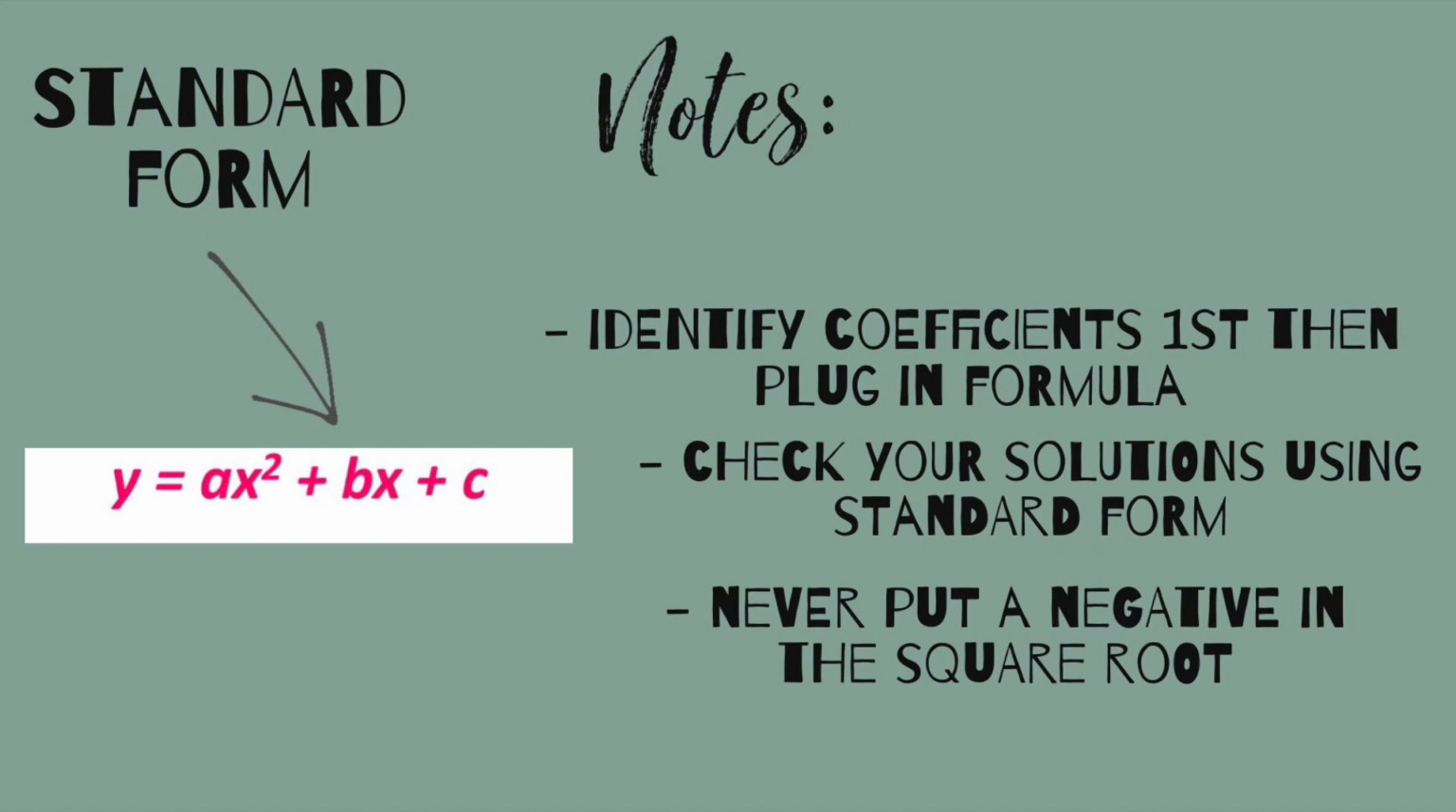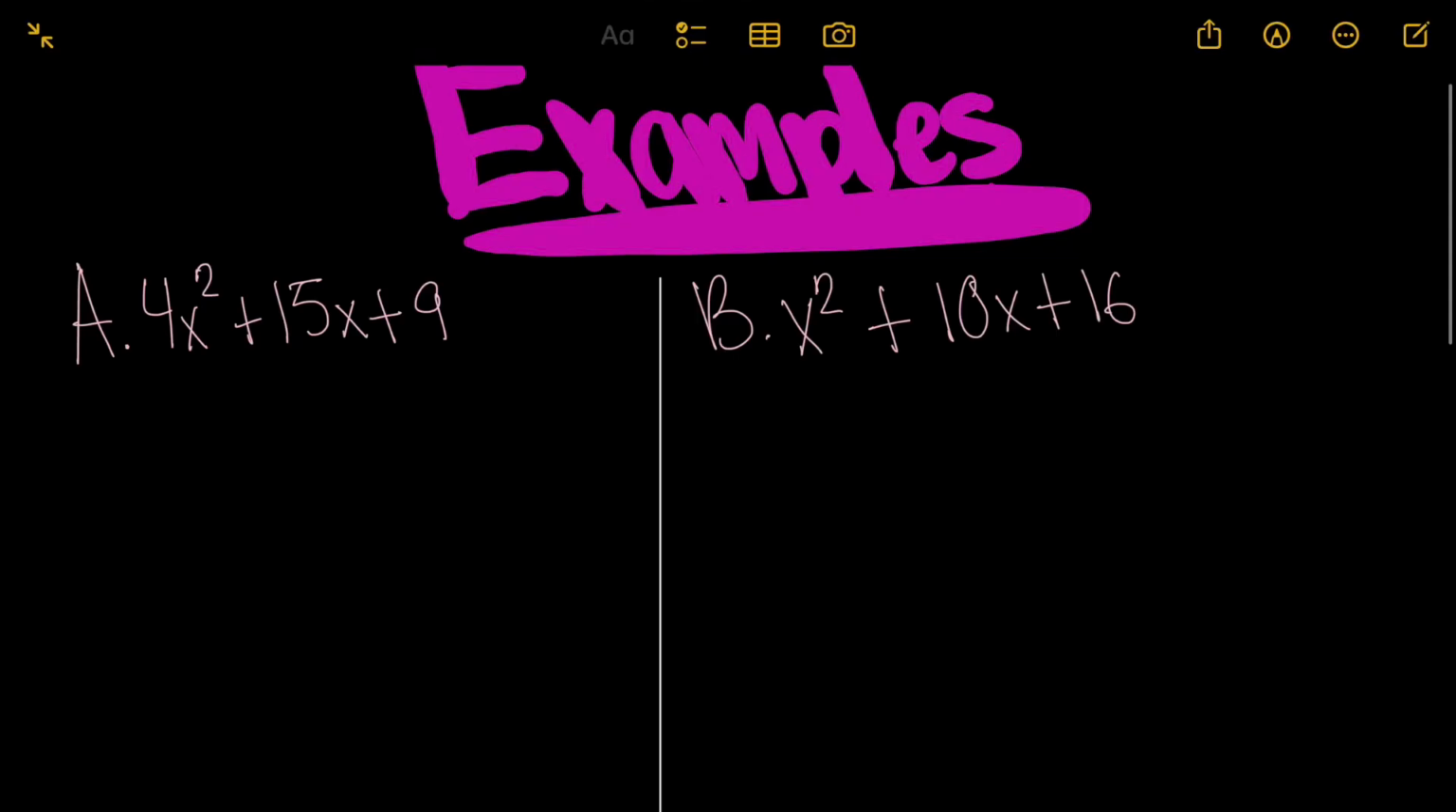Solutions has an S next to it because you will have two solutions, and you can plug either one of them in the places of the x in the standard form to see if it equals 0. The last thing is to never put a negative in the square root. If you have a negative in the square root, that means that it is not a real number and there will be no solution. Now I have two example problems and I will solve them with you.